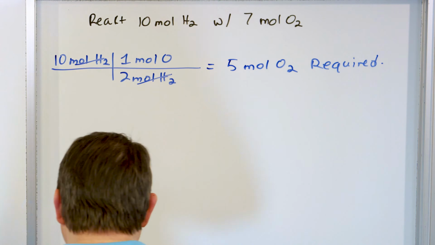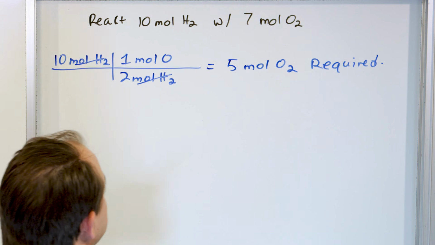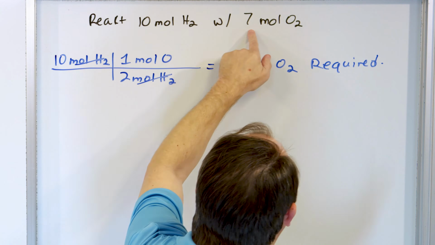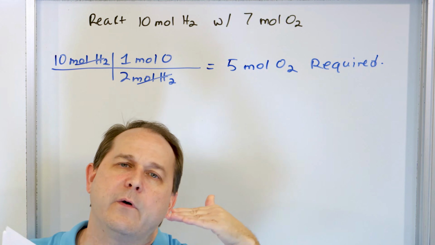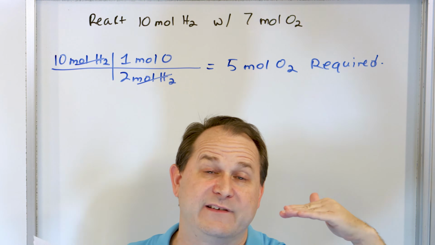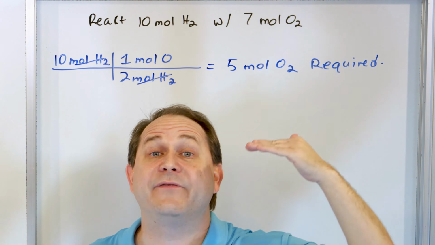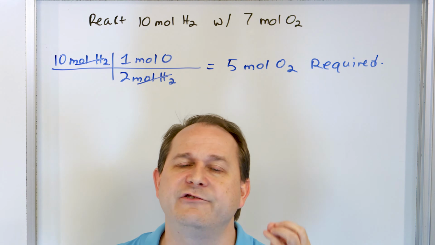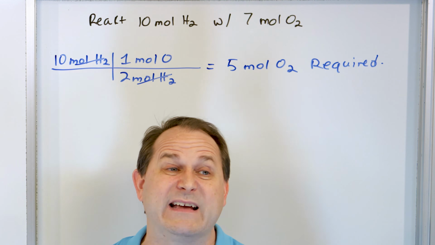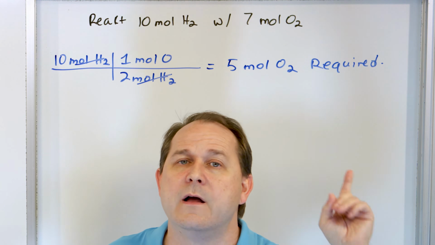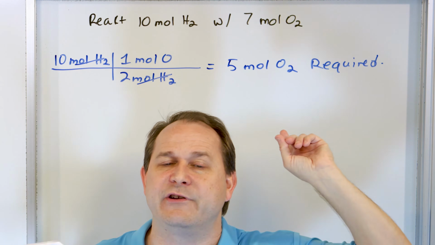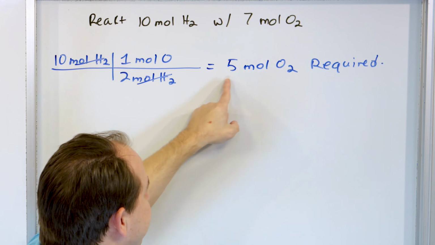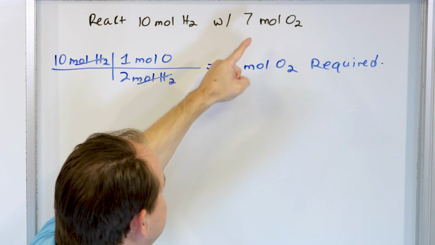All right, now I'm telling you that 5 moles of oxygen are required, but in this case I'm reacting the 10 moles of hydrogen with 7 moles of oxygen. So I only need 5 moles of oxygen to actually react with it, but I have 7 moles. In other words, I have an excess amount of oxygen. Oxygen cannot be the limiting reactant because I have more than I need to bond and react with the hydrogen present in that vessel.